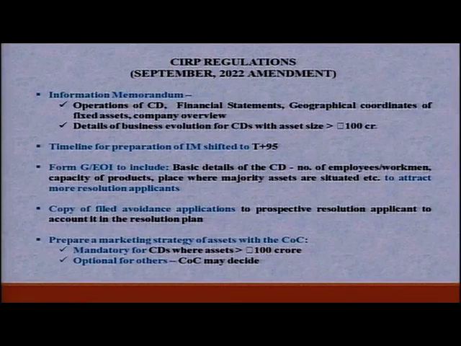Thirdly, we have also provided the basic details of the CD to be provided in the expression of interest so that more resolution applicants are attracted to take over the company. After this, the copy of filed avoidance transactions is also to be shared with the prospective resolution applicants so that they are able to value it and assign proper value in the resolution plan to it.